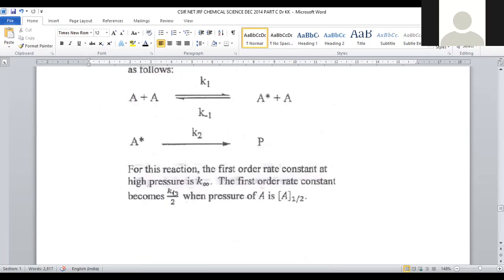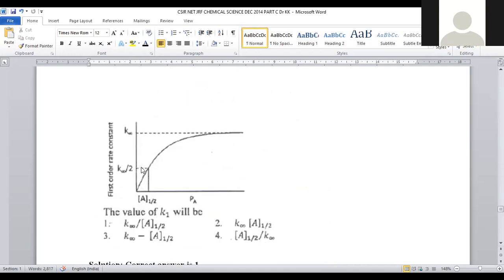For this reaction, the first order rate constant at high pressure is denoted with k infinity. The first order rate constant k1 is nothing but k infinity, and the first order rate constant becomes k infinity by 2 when the pressure is halved. When the pressure is halved, k infinity, which is denoted for the first order kinetics k1, also gets halved, k infinity by 2. That is provided in this graphical representation of the first order rate constant.